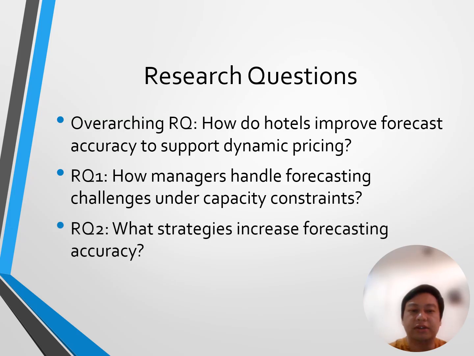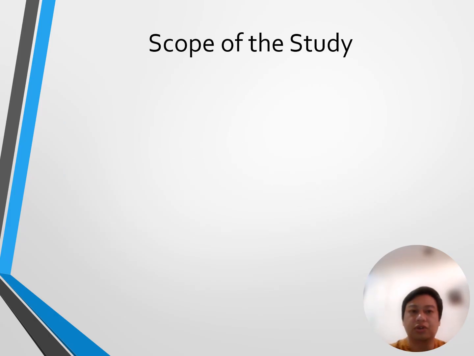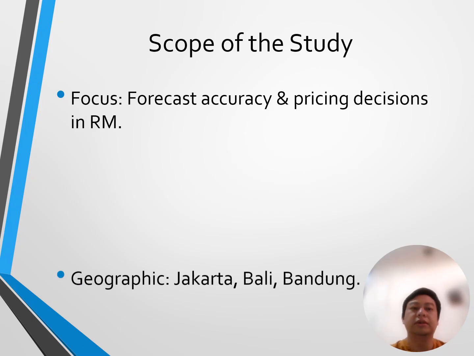And then the second question is what strategies increase forecasting accuracy? And then the third one is how do inaccurate forecasts affect pricing decisions? And also the scope of this study is forecast accuracy and pricing decisions in revenue management.